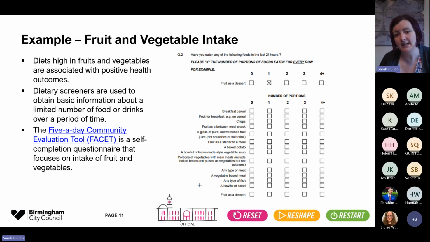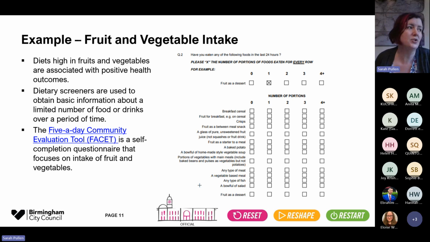And I've put a link here to the 5-a-day community evaluation tool, the FACET tool. And it's a self-completion questionnaire that focuses on intake of fruit and vegetables. And you can see on the right-hand side of the screen that it asks, have you eaten any of the following foods in the last 24 hours? And you can put that you've had 0, 1, 2, 3, or 4 plus portions of that food.